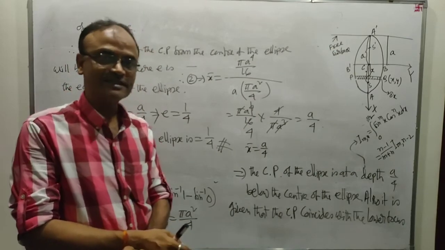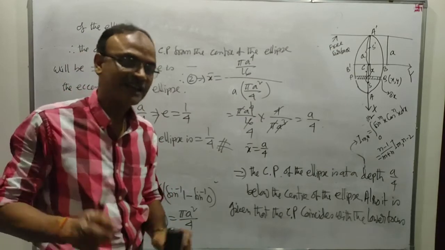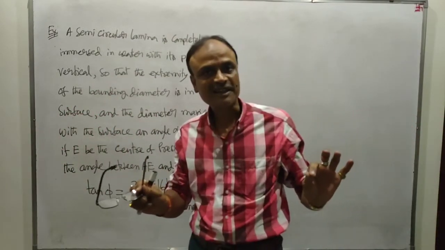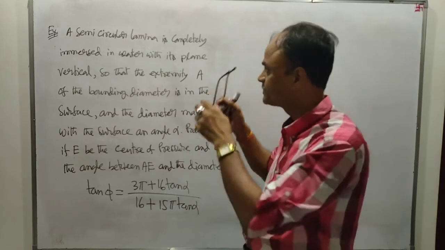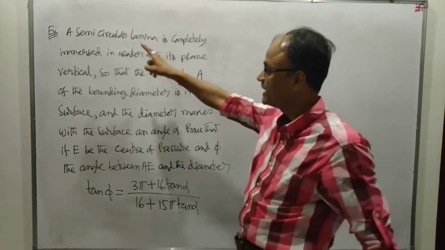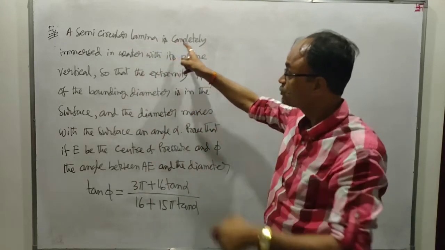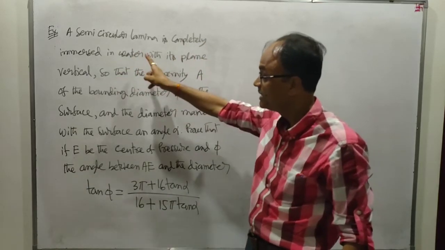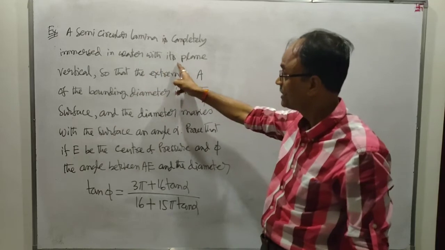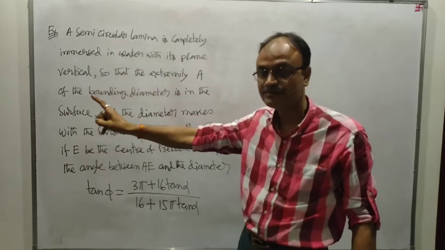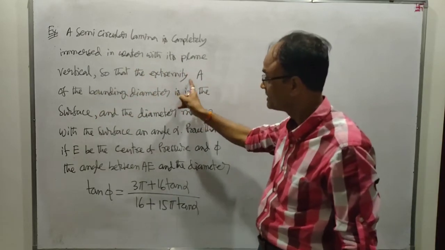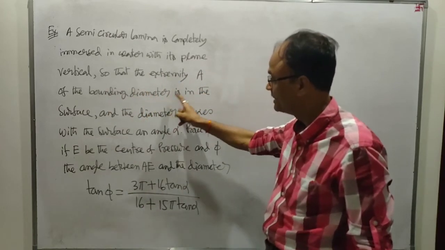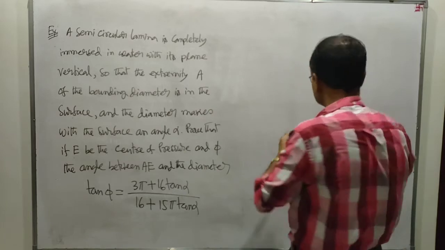Perhaps you have enjoyed this. Let us take on another problem. Let us try to solve this problem. A semicircular lamina is completely immersed in water with its plane vertical, so that the extremity A of the bounding diameter is in the surface.